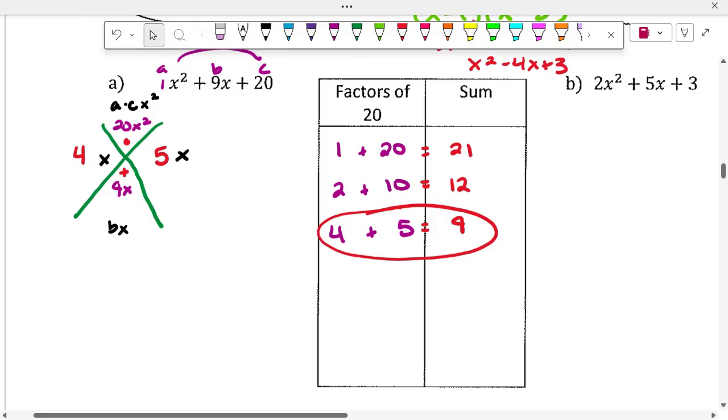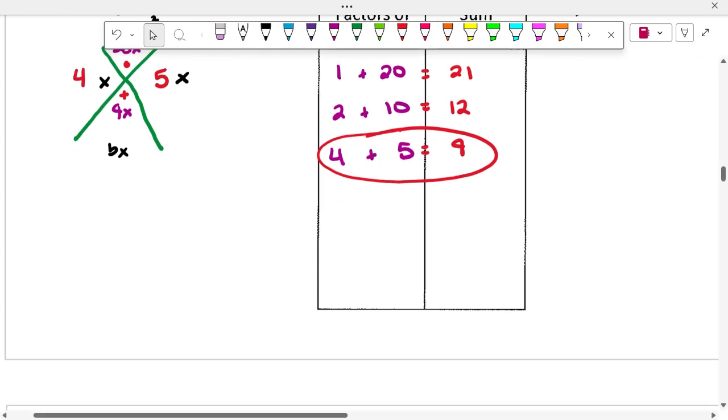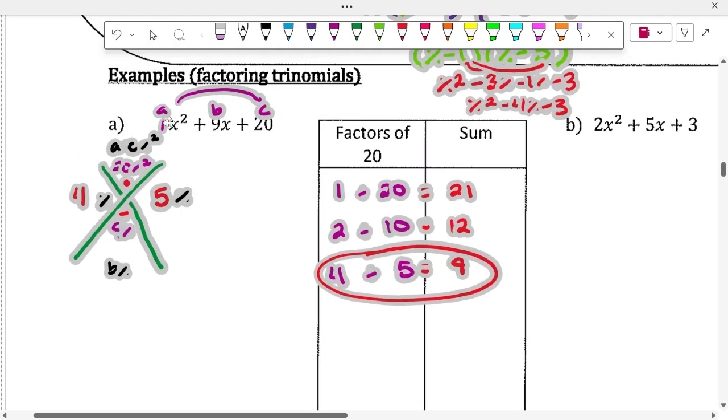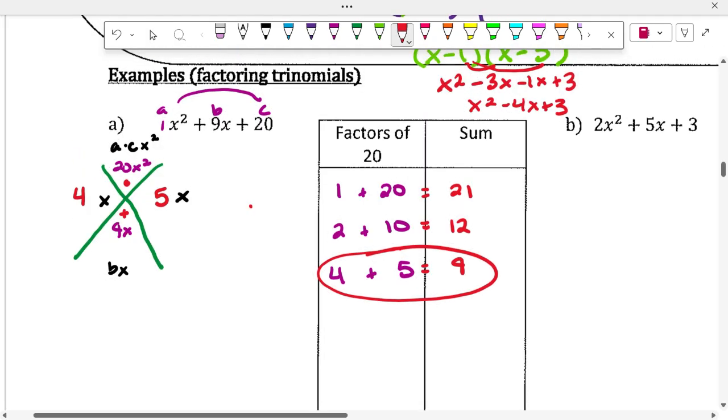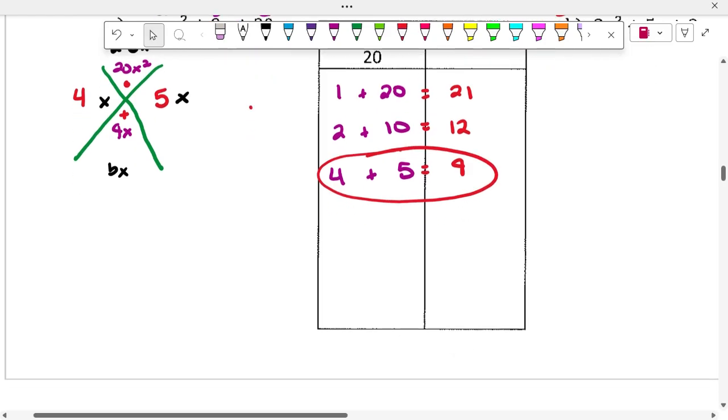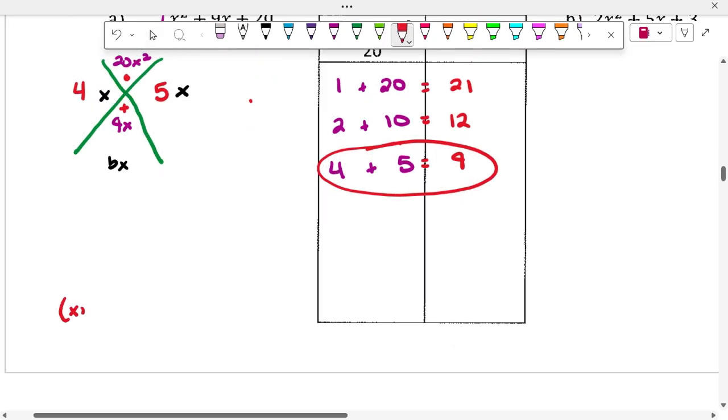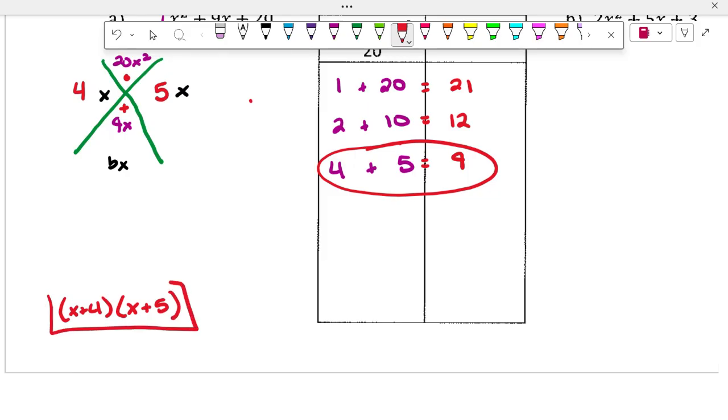Now, do you want to see the T or reverse box method for this, or do you want me to just go straight to the factors? So this one you can technically, since the A value is 1, once you get these factors, you can go straight to it. So it would be x plus 4 times x plus 5. That's what it would factor to.